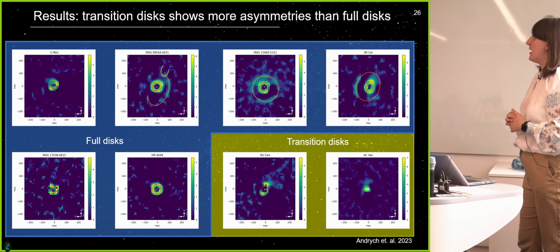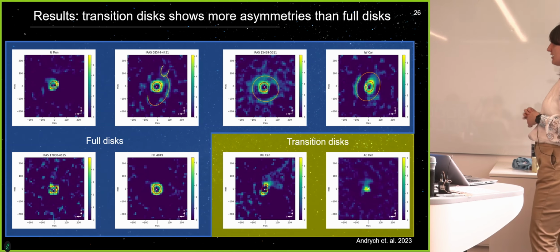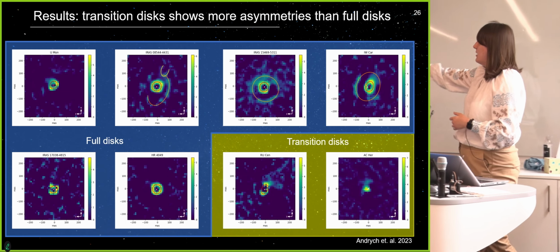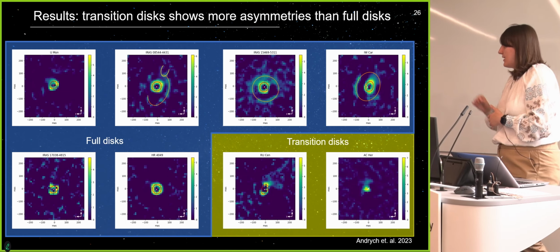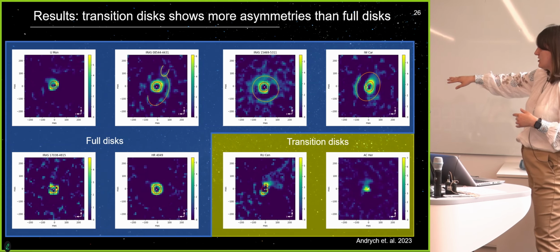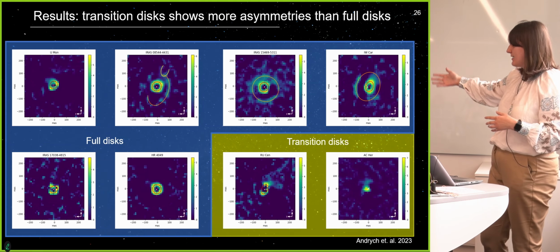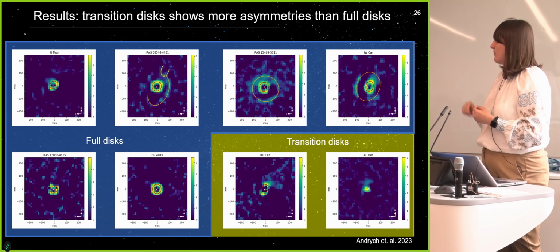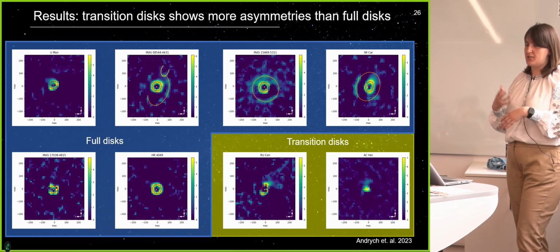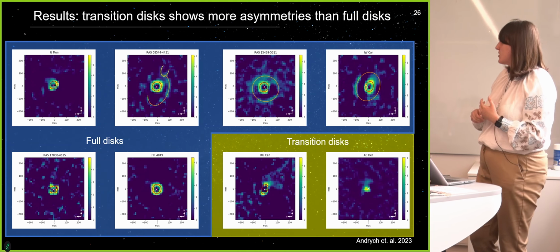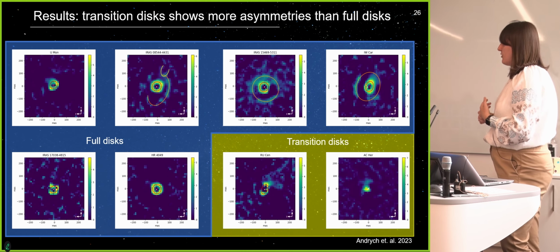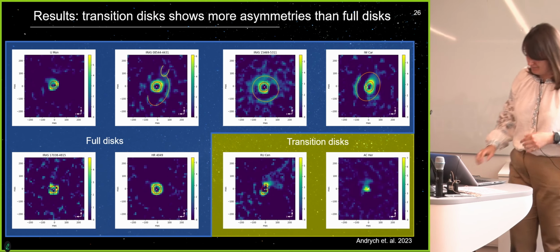As you may remember, I said earlier that we have 2 targets that are transition disks, and when you compare them to the other targets that are full disk systems and don't have the large inner cavity, you see that from scattered light observations, they already look more complex and asymmetric compared to full disks. So there is definitely some intrinsic process that's going on and changes the shape of the disk, and we need to further investigate what is going on there.